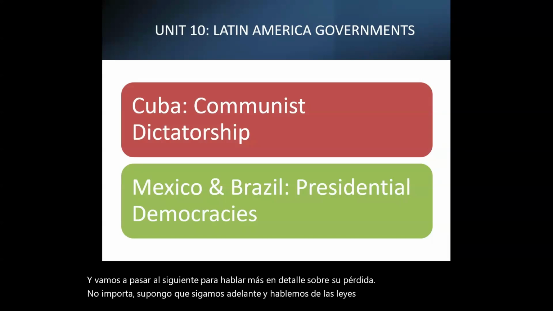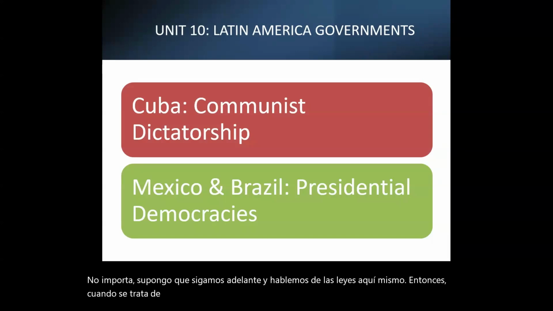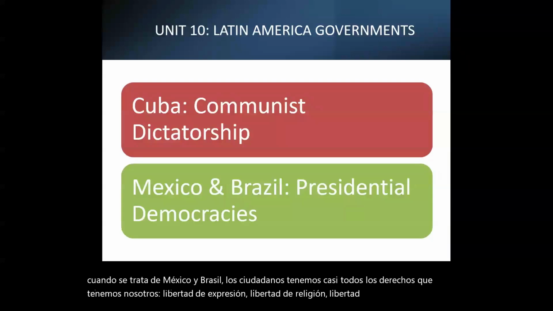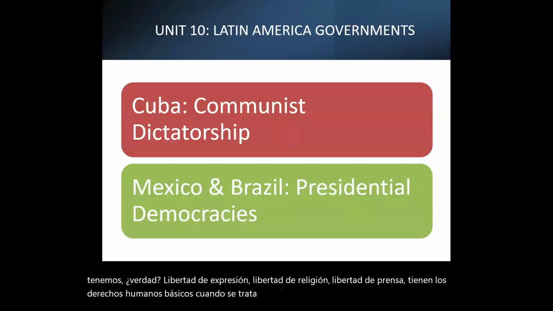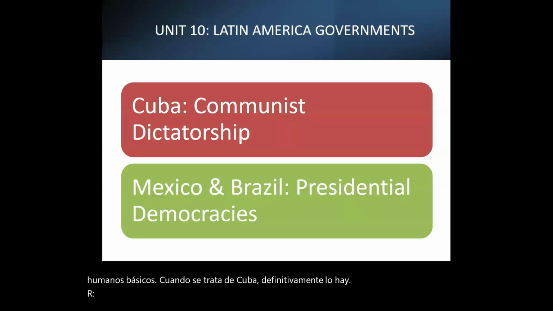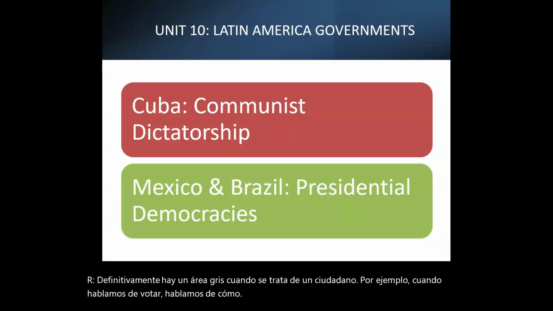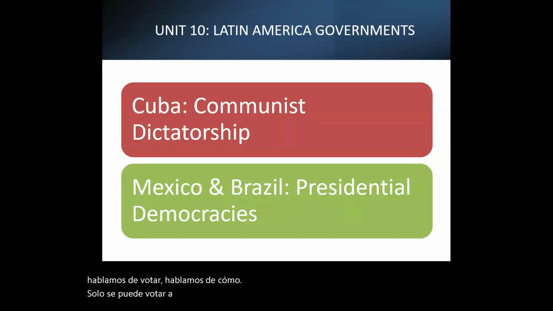So, when it comes to Mexico and Brazil, citizens have almost every right that we have, right? Freedom of speech, freedom of religion, freedom of press. They have the basic human rights. When it comes to Cuba, there's definitely a gray area when it comes to citizens. For example, when we talk about voting, we talked about how you can only vote for one party, which is the Communist Party. So that would be the main difference.